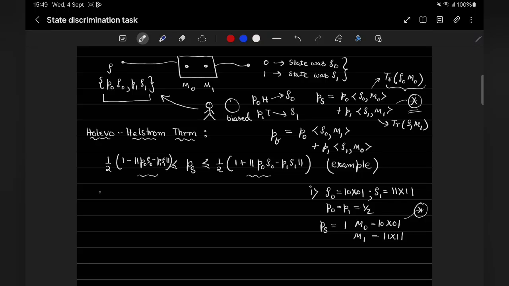So the second example, which is a bit more complicated, is row 0 is 0 0 and row 1 is plus plus. So there is a non-zero overlap between the states, and P0 P1 is again half. So in this case it can be shown that P_S has the upper bound of 0.85, so it is half 1 plus 1 over root 2.